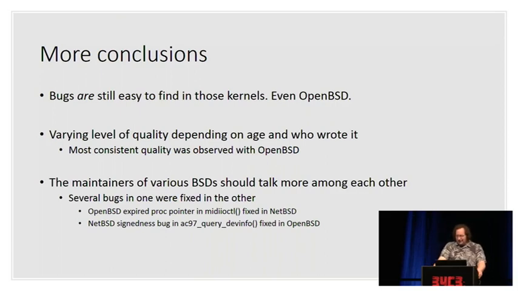Another thing I think should happen: I had a couple of bugs where I was like, okay, this bug's in OpenBSD, but it was fixed in NetBSD, and the other way around, where this is NetBSD, but the OpenBSD guy fixed it 15 years ago, right? Those things from time to time did happen with some frequency. And so ideally, I think the maintainers of the BSDs should talk more amongst each other.